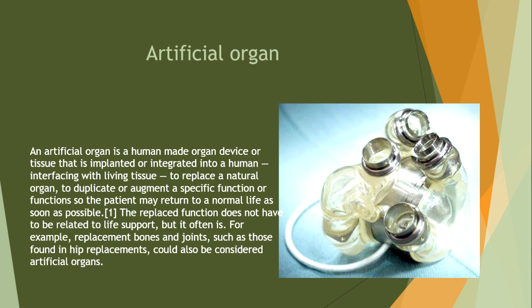Artificial organs. An artificial organ is a human-made organ device or tissue that is implanted or integrated into a human, interfacing with living tissue to replace a natural organ, to duplicate or augment a specific function, so the patient may return to a normal life as soon as possible. The replaced function does not have to be related to life support, but it often is. For example, replacement bones and joints, such as those found in hip replacement, could also be considered artificial organs.